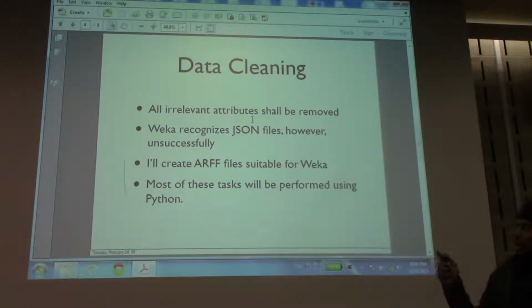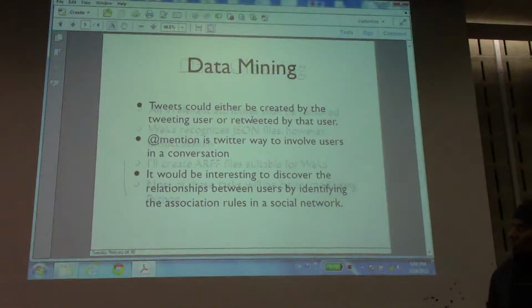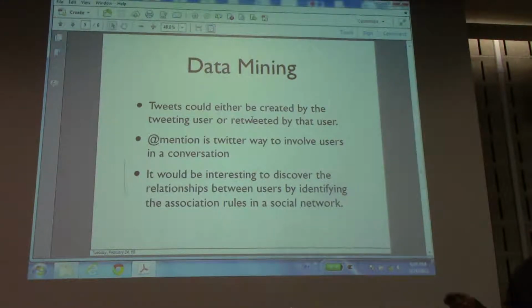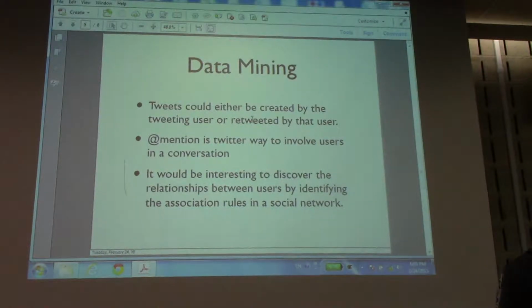I noticed that Weka accepts JSON file format, but I'll have to convert my JSON file, my tweets, to ARFF, which works better with Weka. So what I'm going to do this semester is take the tweets and remove all the irrelevant attributes, keep just the users who tweeted, who originated the original tweet, and the users who mentioned this, and try to find association between them and how they are related. We are hypothesizing that there are certain users always retweeting for certain users. And there are some spammers that retweet every message that they receive. That's it. Okay, thank you.